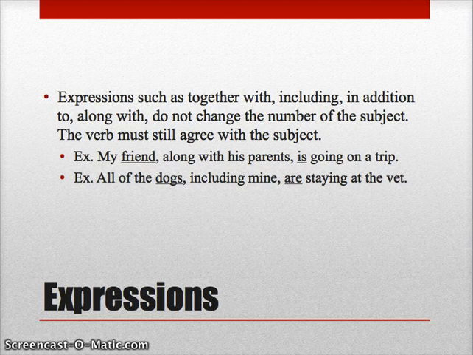Next, we're going to talk about expressions, which are another phrase that goes in between the subject and the verb that may be confusing, such as my friend, along with his parents, is going on a trip. Or all of the dogs, including mine, are staying at the vet.